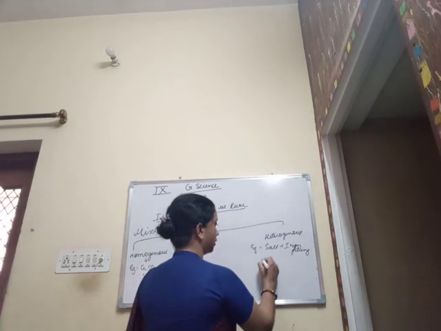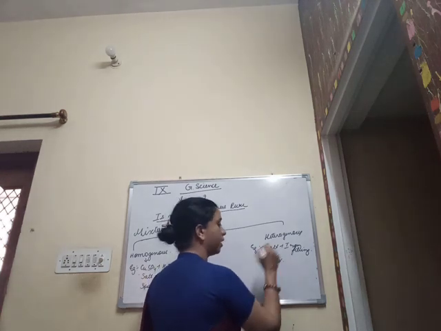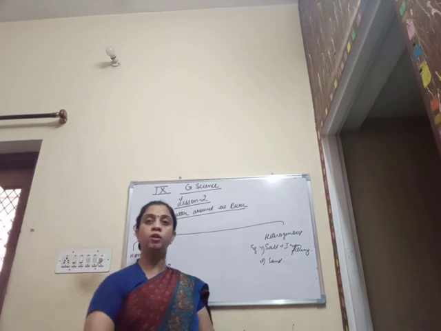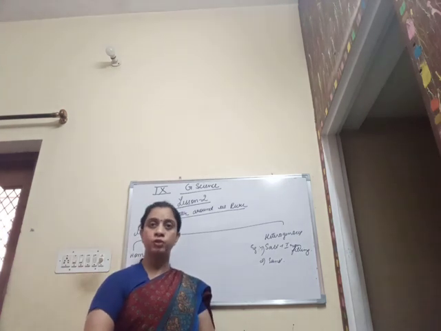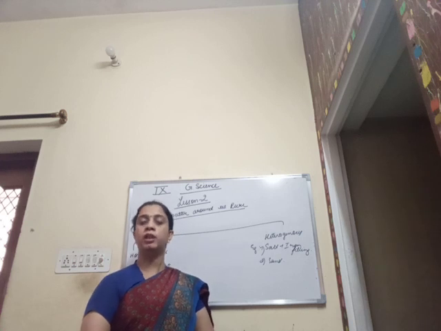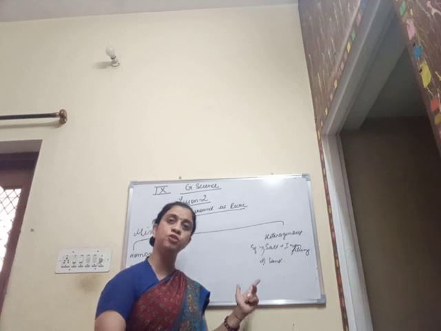Then another example is sand. Sand is the best example of a heterogeneous mixture, as it is made up of a number of particles, that is small stones, pebbles, gravels and other biotic organisms. Therefore it is a heterogeneous mixture.